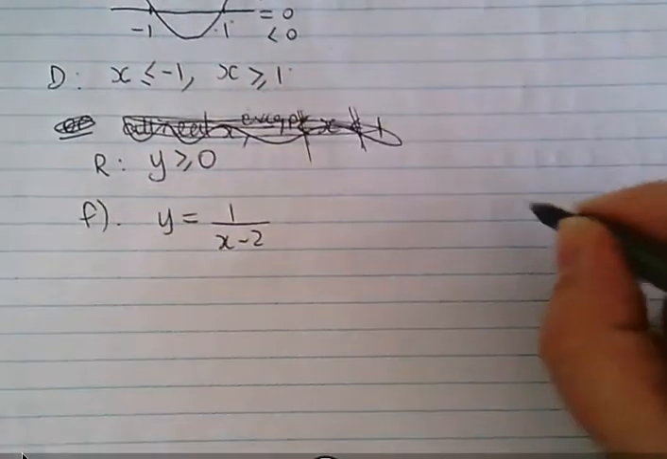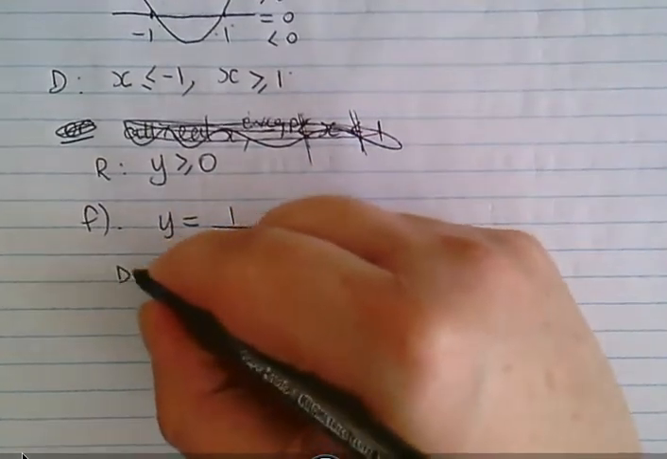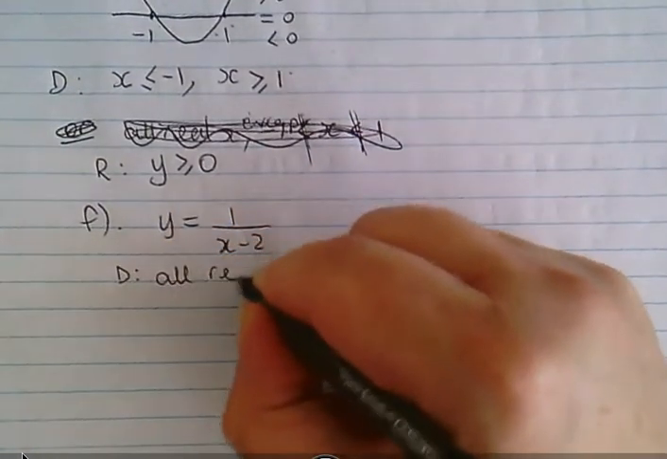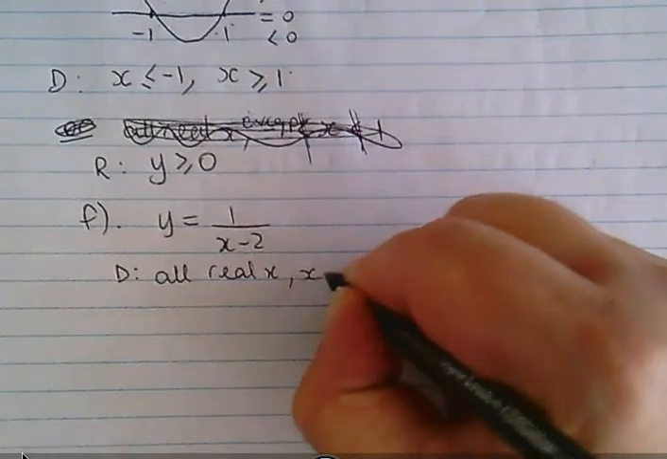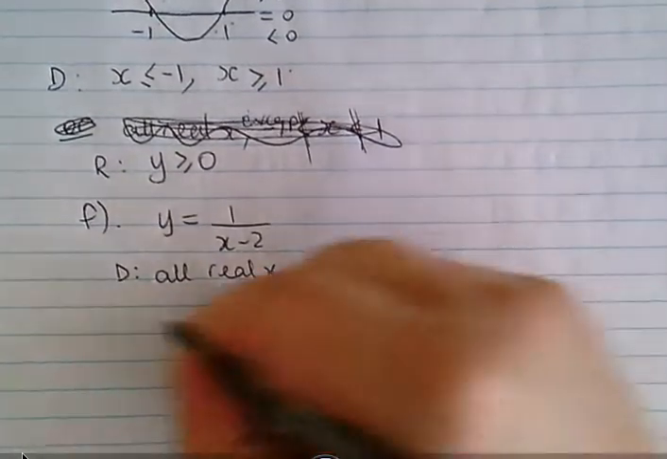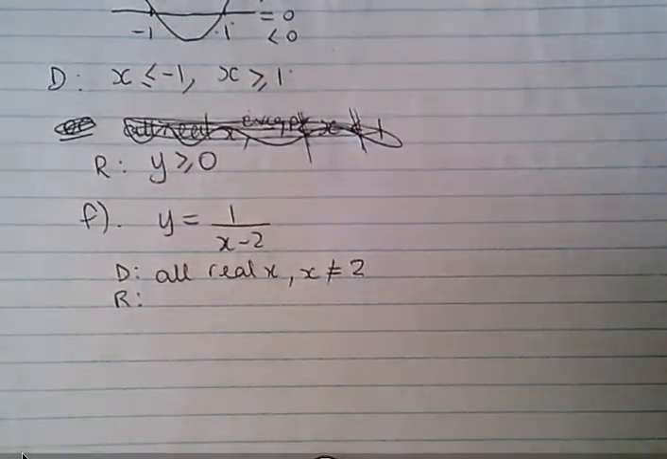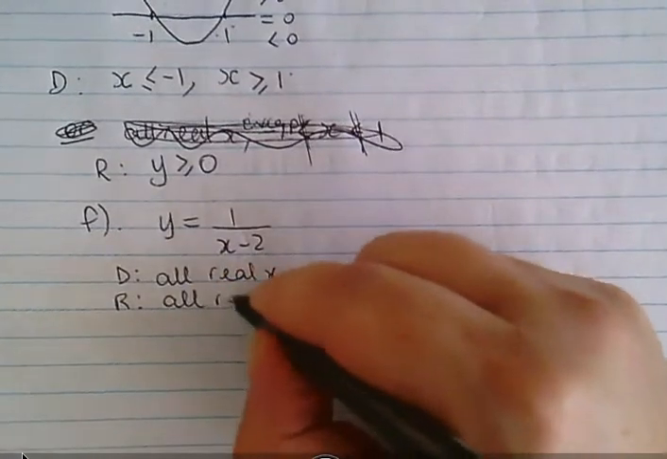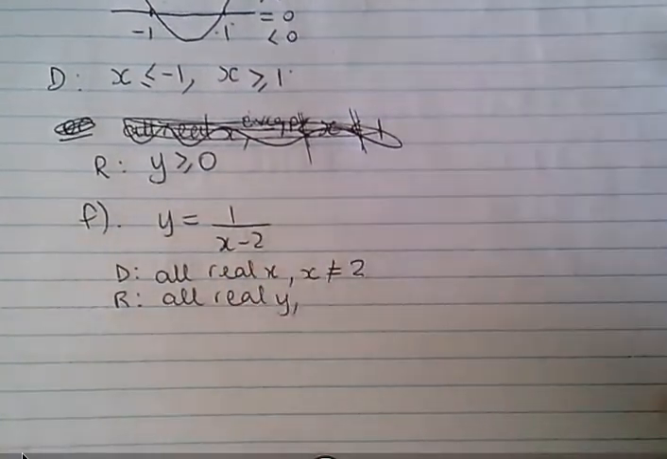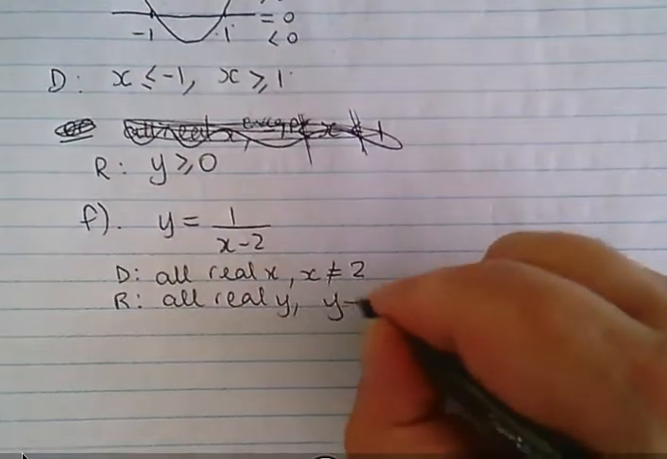It's a hyperbola shifted. So what's the domain? All real x, cannot equal what? 2. And the range, except, yeah, you'll never get 0 for an answer. Y not equal to 0.